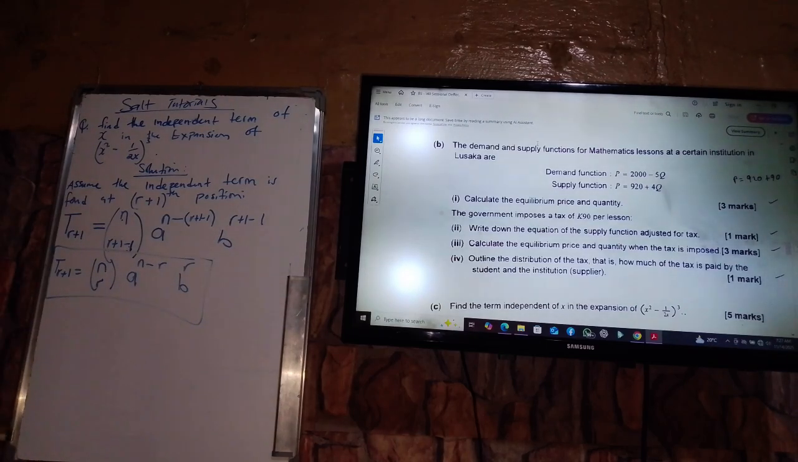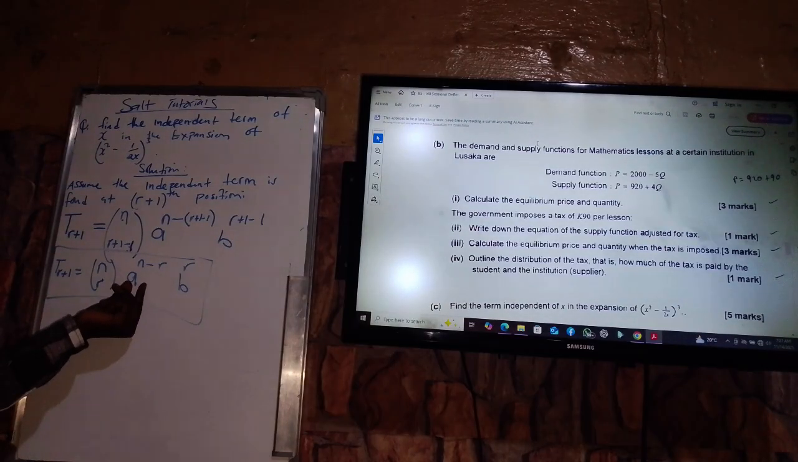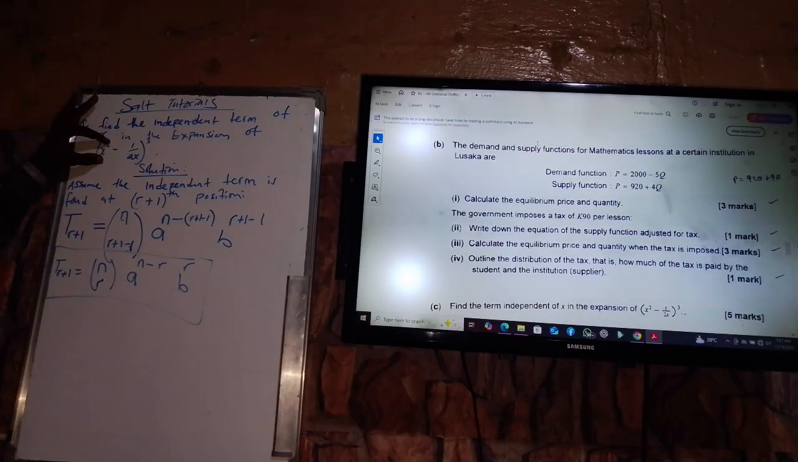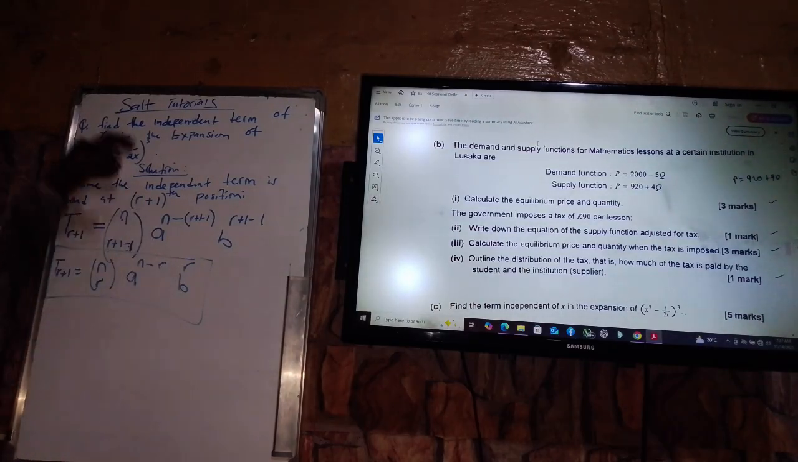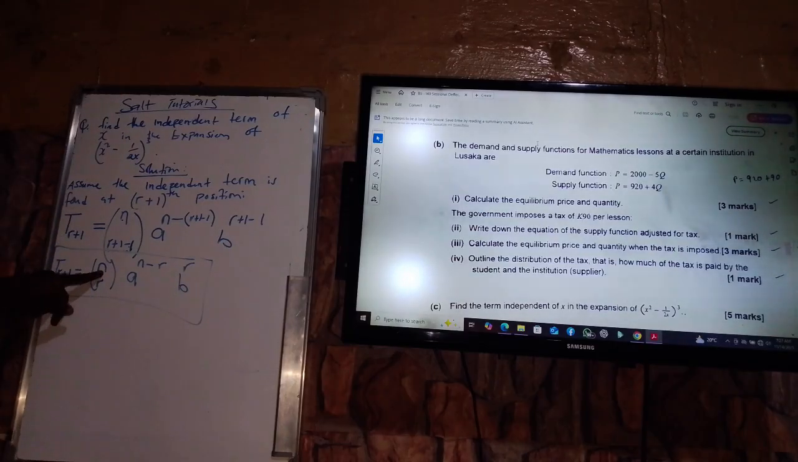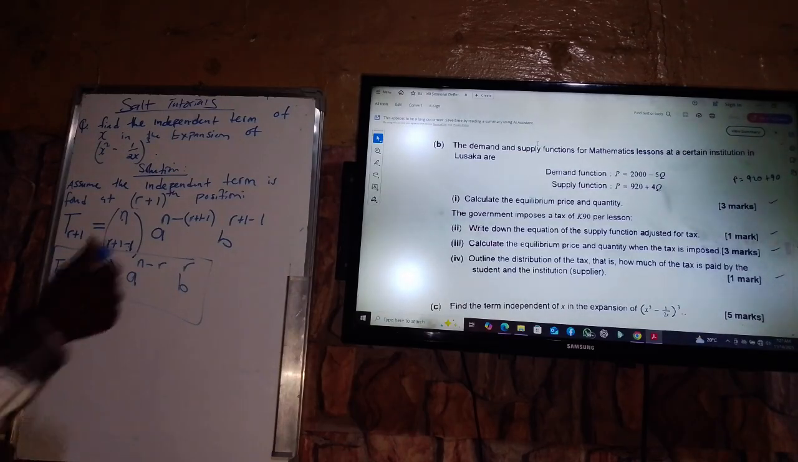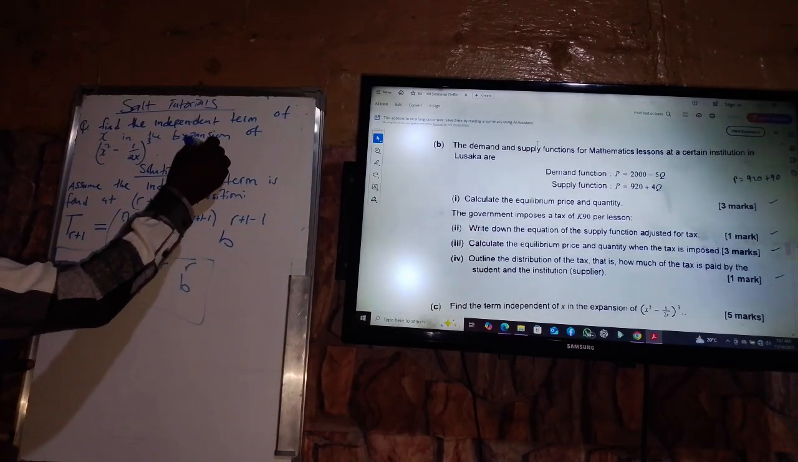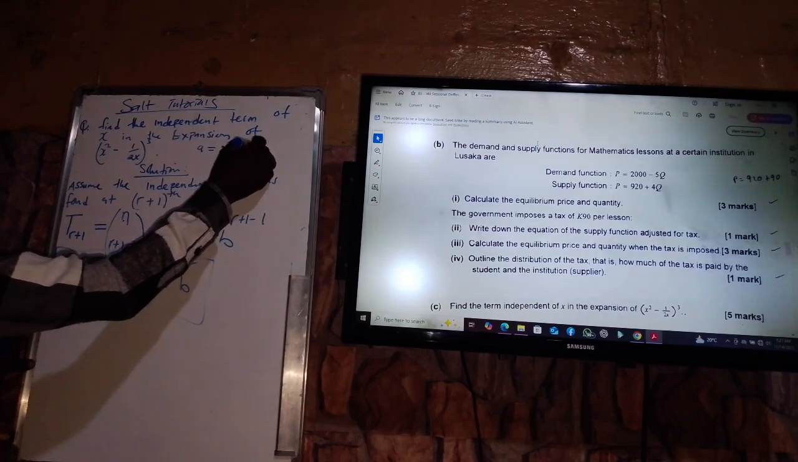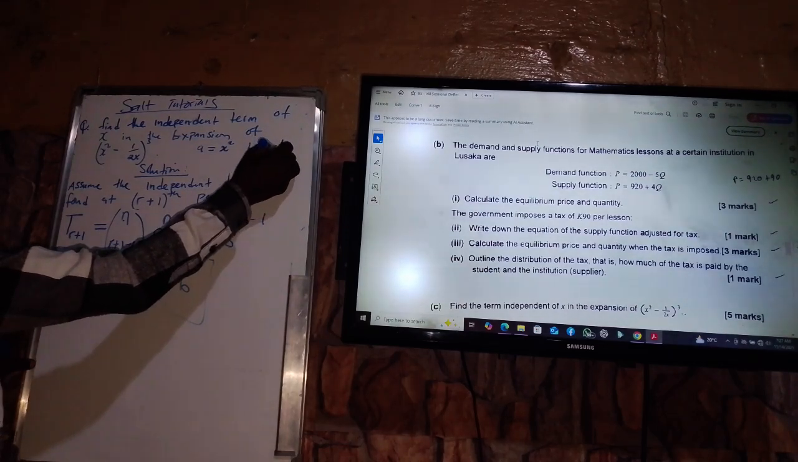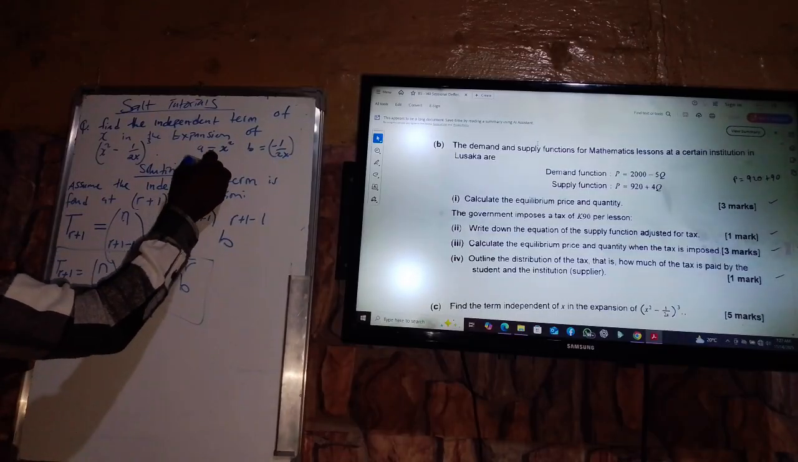So assume that the independent term is found at that position. It means if it is found at R plus 1 position, then this is my formula. A is representing the first term, so A is x squared. B is representing the second term, negative 1 over 2x, and N is representing the power, which is 3. So A should be equal to x squared, B should be equal to negative 1 over 2x, and N should be equal to 3.